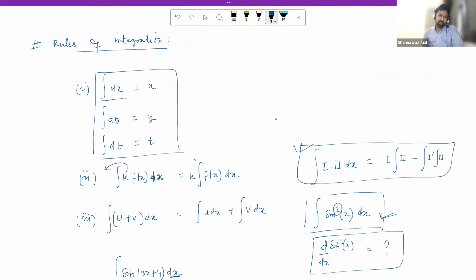So we only have 3 rules, right? Multiplication is not there, division is not there, and chain rule is not there. We cannot apply those things simply in integration. So the important rule in this integration is substitution, right? That is the important one.